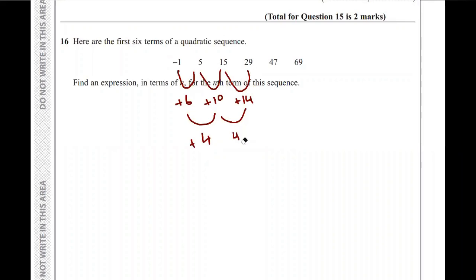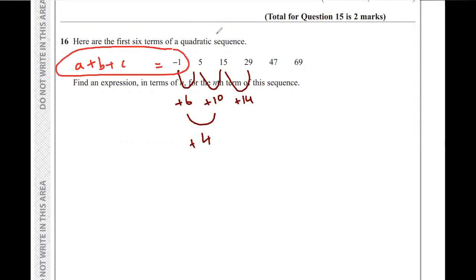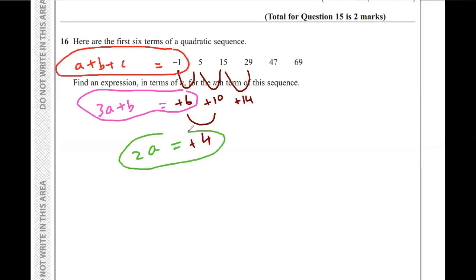Divided by 2. And guys, can you help me write down the equations? What is the first term equal to? First term is A plus B plus C. Okay, this is one of the equations. And what is the second equation? 3A plus B. And the last one is 2A. This final one, the second difference, which is always a constant value, is always equal to 2A. So 2A equals 4.